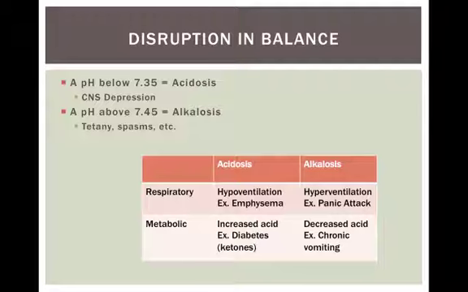Metabolic alkalosis is rare, but it is possible, and this is obviously going to be just because you've decreased the acid in your body, and this could be from something like chronic vomiting. So obviously the contents in your stomach are acidotic, so if you vomit them and expel them from your body, you will become alkalotic.